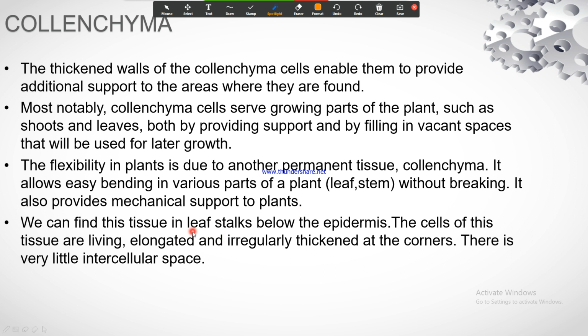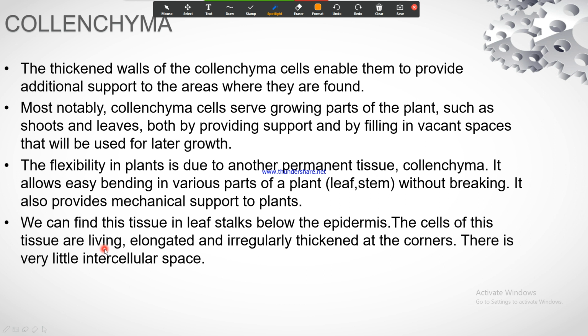You can check here where we can see them. We can see them in the leaf stalks below the epidermis. The cells of this tissue are living, elongated and irregularly thickened at the corners. There are very few intercellular spaces. This is the structural design of the collenchyma. You can see how they are arranged. The cells are living, elongated, irregularly thickened at the corners. This is the characteristic of collenchyma.